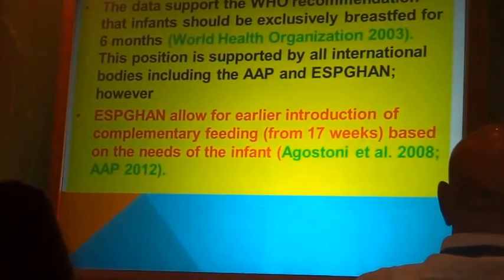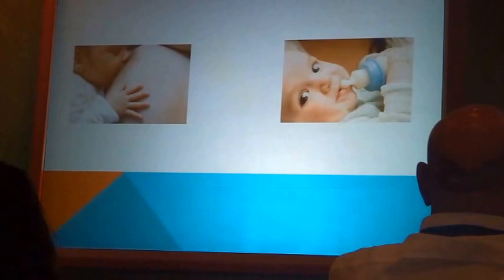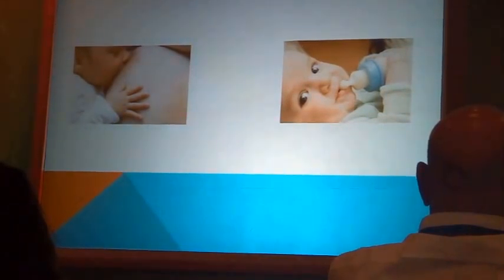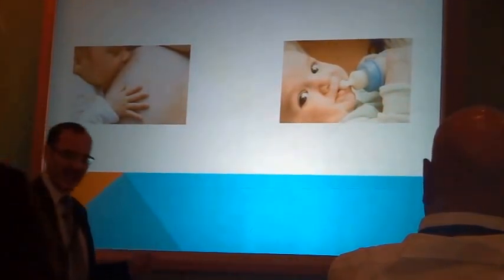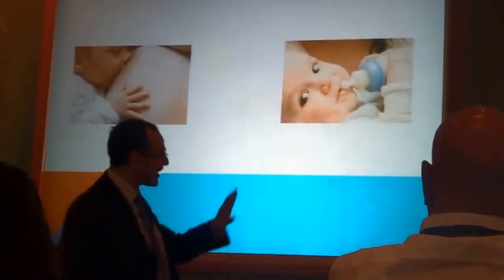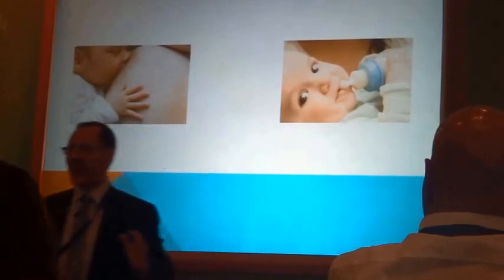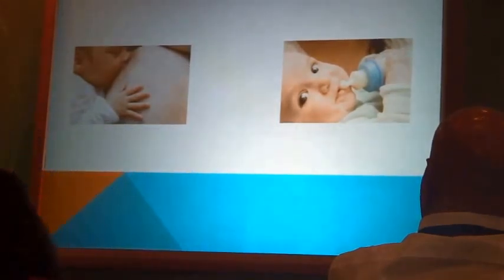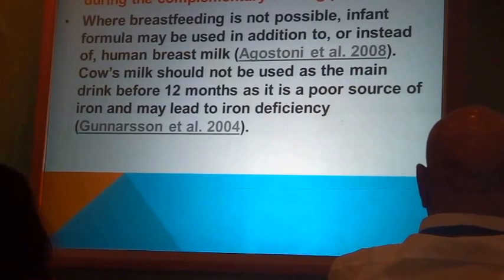SBGN is different. Are we going to continue breastfeeding or formula feeding during the complementary feeding stage, or is it replacement? It's a fact that whether it is formula or breastfeeding, it should be continued with complementary feeding.